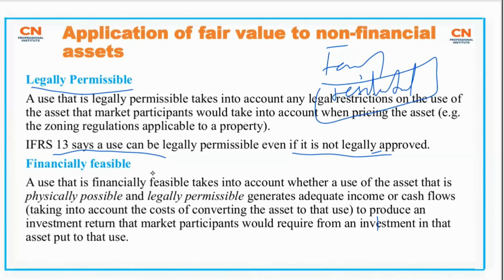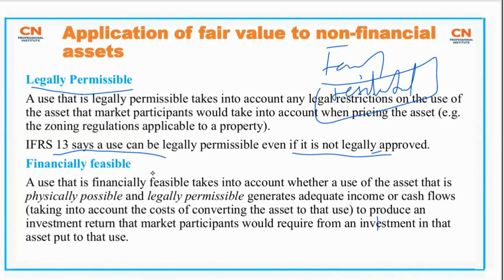If the asset can be used but permission is not granted, we can still take that value into account when we are determining the fair value. But in the case where the asset is totally banned, totally prohibited, there is a legal restriction.